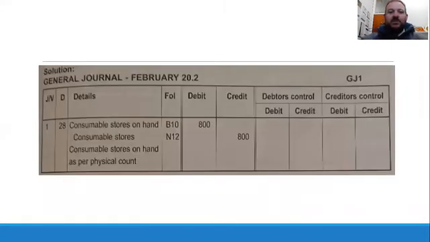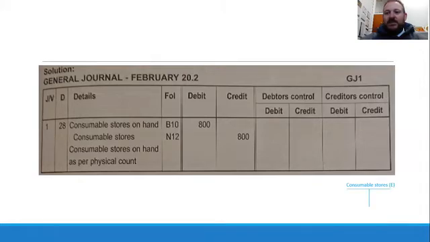So if we take it through to the general journal, remember every adjustment has to be done in the general journal, and then from the general journal, we update the actual general ledger. You'll see that new account, guys, consumable stores on hand, is now an asset. So that 800 Rand worth of consumable stores that's left over now gets transferred into a new asset account called consumable stores on hand. And you can see what's happened to consumable stores. It's an expense, and we have to remove that 800 Rand out of that expense. That's why consumable stores has been credited.